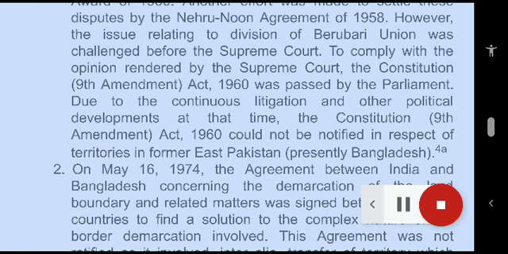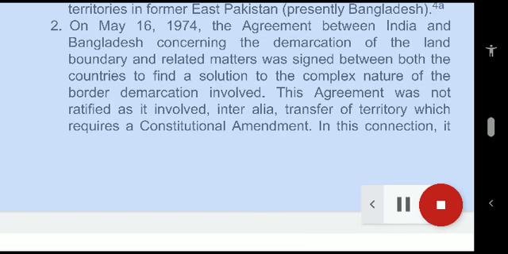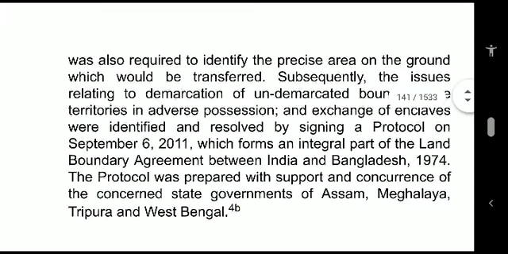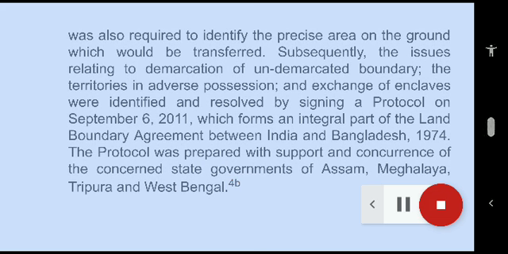Though, on May 16, 1974, the agreement between India and Bangladesh concerning the demarcation of the land boundary and related matters was signed between both the countries to find a solution to the complex nature of the border demarcation involved. This agreement was not ratified as it involved, inter alia, transfer of territory which requires a constitutional amendment. In this connection, it was also required to identify the precise area on the ground which would be transferred.